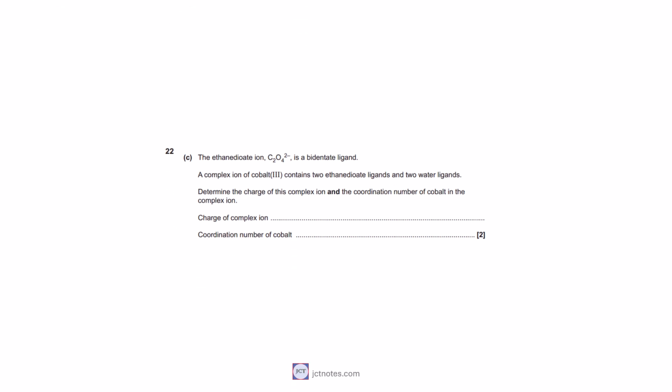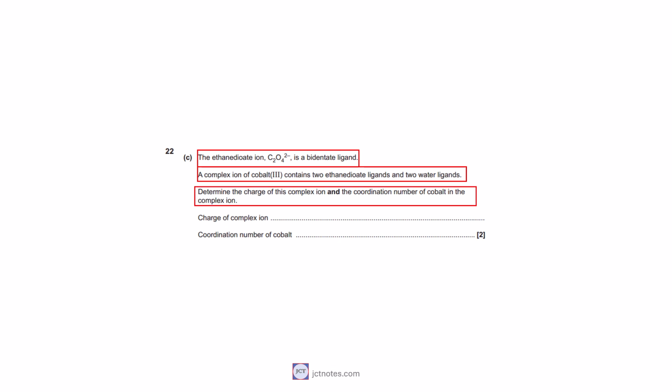In part C of question 22, we have that the ethane diode ion is a bidentate ligand. A complex ion of cobalt-3 contains 2 ethane diode ligands and 2 water ligands. We are asked to determine the charge of this complex ion and the coordination number of cobalt in the complex ion. We start with the charge.